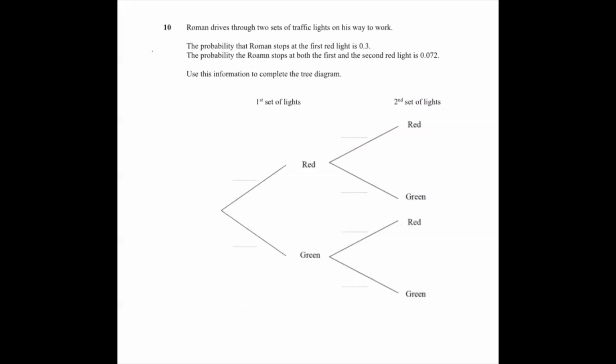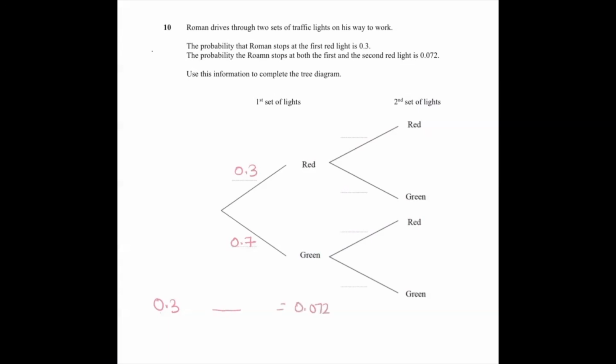We've been told that he's going to go through 2 sets of traffic lights on his way to work, and the probability that he stops at the first red light is 0.3. So we can put that on. And we also know that this will be 0.7, as they must add to 1. It then says the probability of Roman stopping at both the first and the second red light is 0.072. So that is stopping at the first, stopping at the second, which we don't know, giving a result of 0.072.